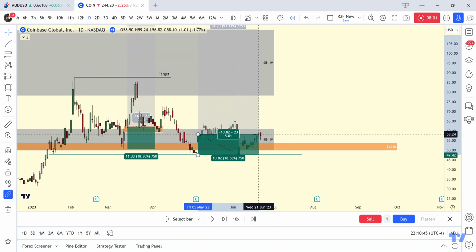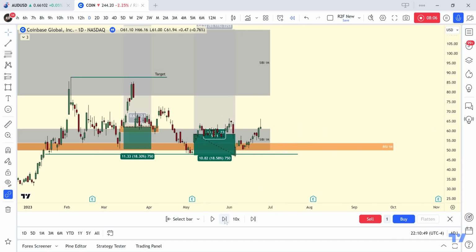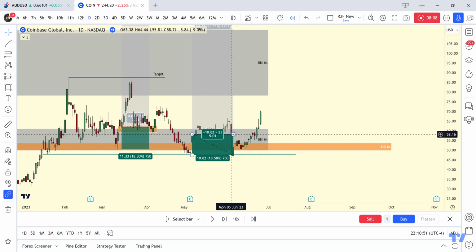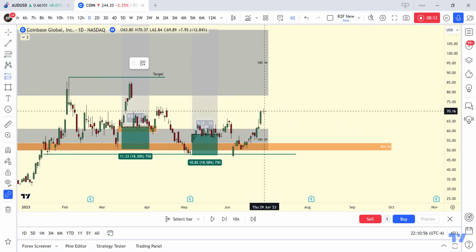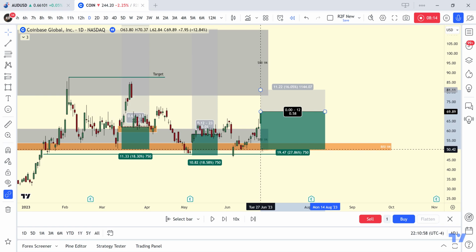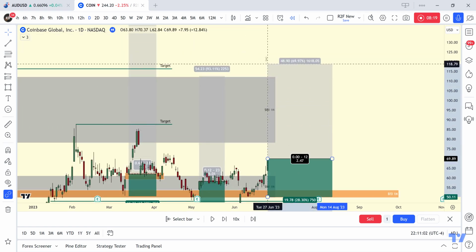Did it stop us out again? One more time, it decided to do it. Okay. So 2R lost. Let's get in here and we can put our stop here. I think this is the move. First target here, here, here.